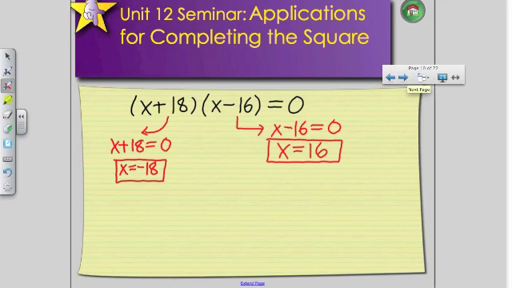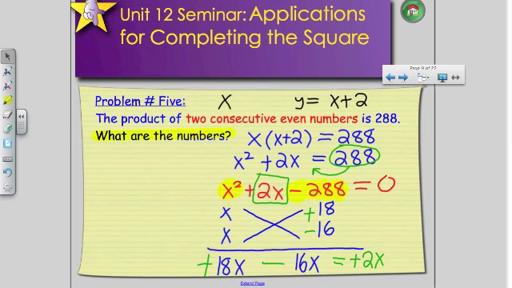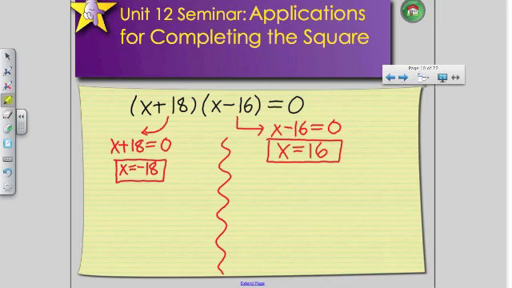So there are two possible values for x, okay? But remember, these do not represent the same situation. They're two different situations. The reason I know that, if I go back to my original slide, is that the first number is going to be x, but the second even number is represented by the expression x plus 2. So I need a y term to match up with each x term.